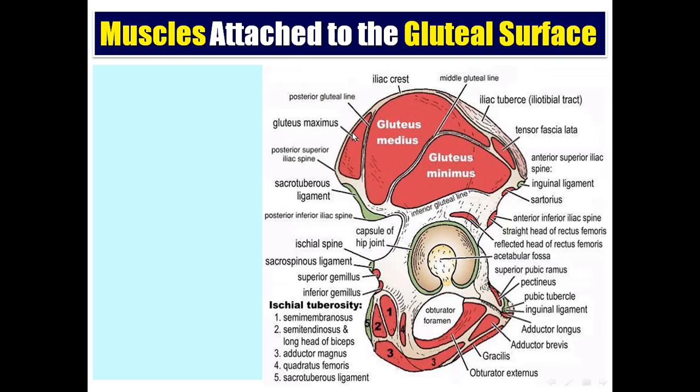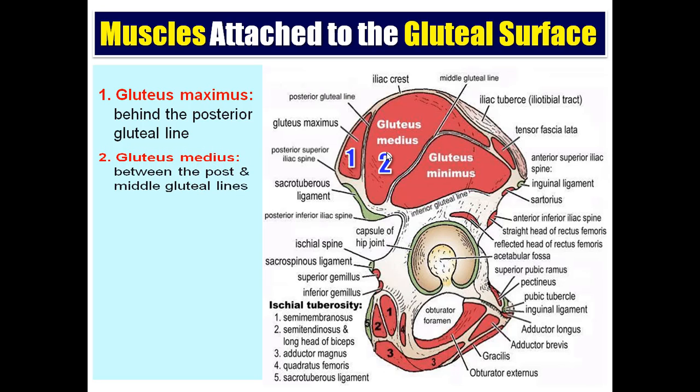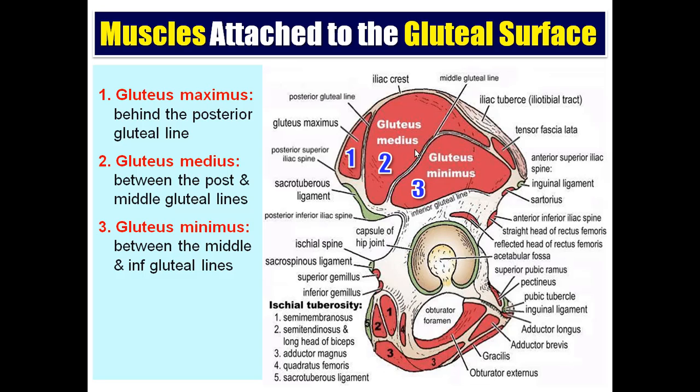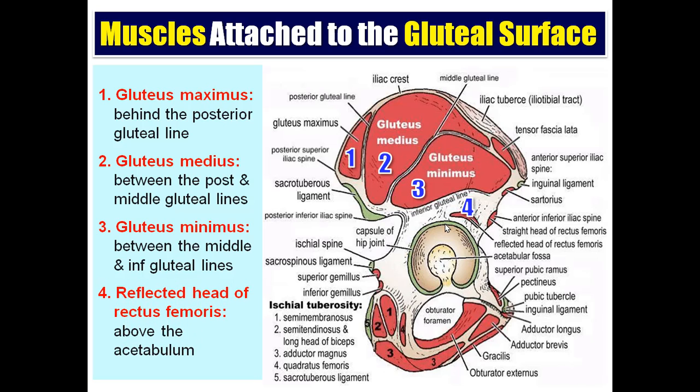Then muscles attached to the gluteal surface of the ilium. Four muscles are attached to the gluteal surface of the ilium. The first one, gluteus maximus, behind the posterior gluteal line. This is the area for gluteus maximus. Then gluteus medius, the area between the posterior gluteal line and the middle gluteal line. Then gluteus minimus, the area between the middle gluteal line and the inferior gluteal line. Then the reflected head of rectus femoris, impression above the acetabulum. Tensor fascia lata behind the anterior superior iliac spine.